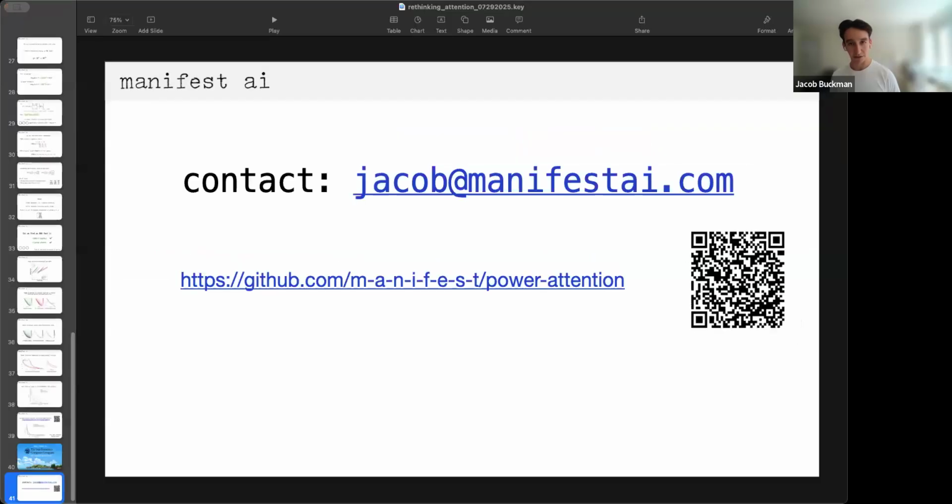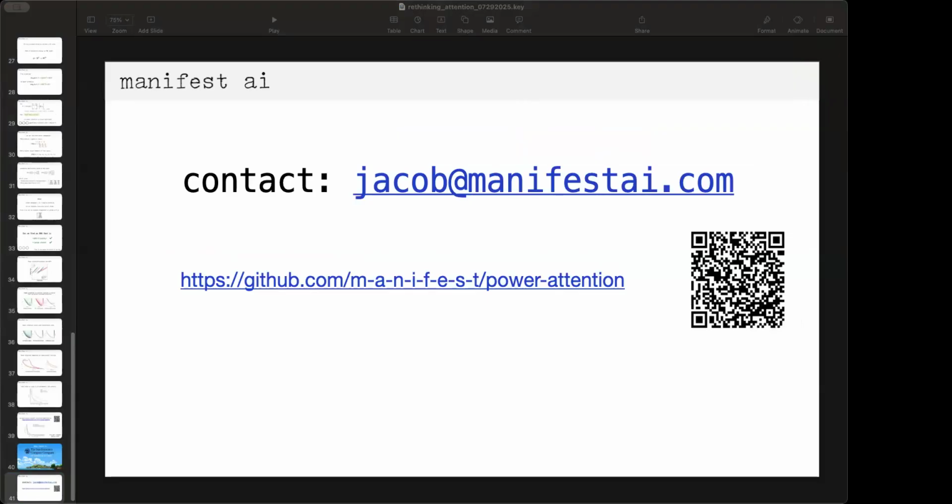Yeah, the link here, let me reshare my screen. The link is here. This is not the code for all the experiments, which will be released at some point. It needs a bit of a cleanup, but this is just the code for power attention itself. You can just pip install and swap: if you're calling Flash Attention QKV, you can just swap it for power attention QKV, and it'll just work straight away. Great, thank you.